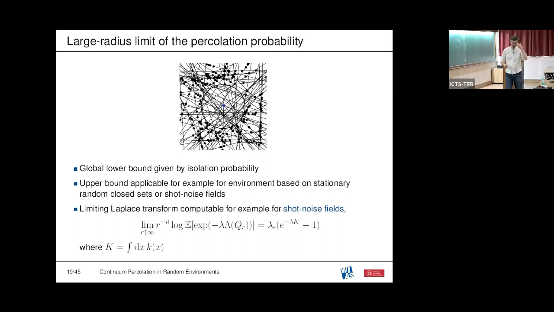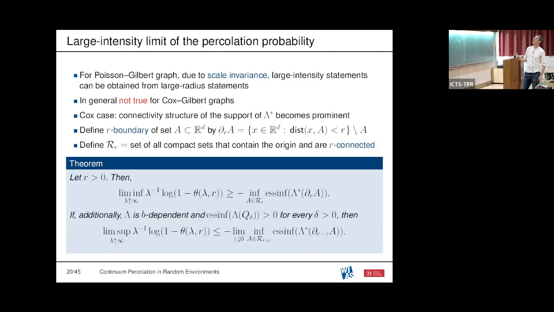So we know that the percolation probability goes exponentially fast to one if the radius is increasing. In the classical Poisson case, you can immediately interchange lambda and R. So there's a scaling relation between the size of the balls and the intensity of the point process. This is not true anymore with a random environment. So we have to present a separate theorem, and also the strategy, what is the cheapest way to make the origin be disconnected from infinity for large lambdas, is now, again, depending on the environment.